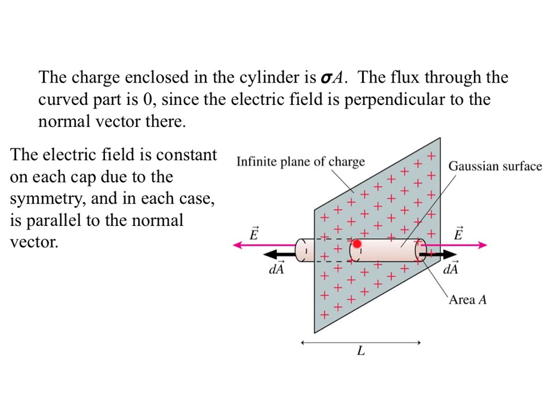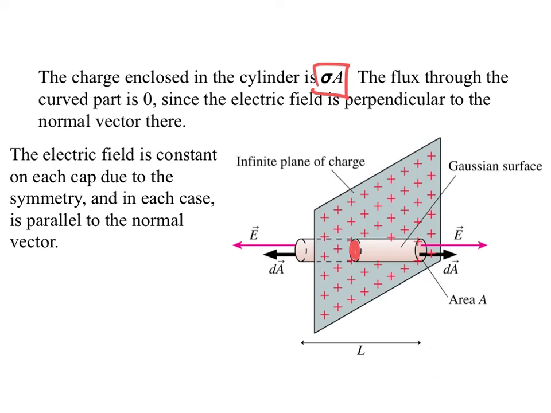All right, the charge enclosed in this little region here is sigma times A. And the flux through the curved part of the cylinder is 0 because the field lines are always parallel. Again, they're not piercing the walls of the cylinder because the electric field is perpendicular to the normal vector. We get 0 for E dot dA.